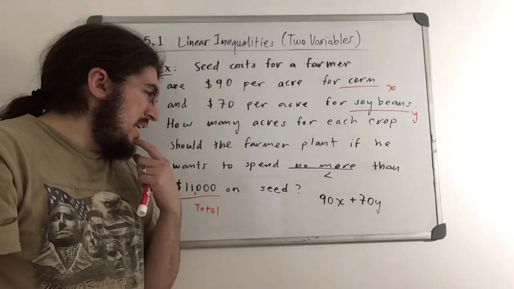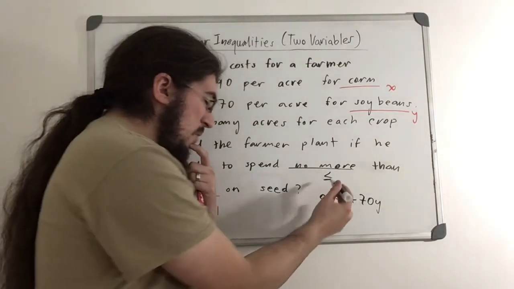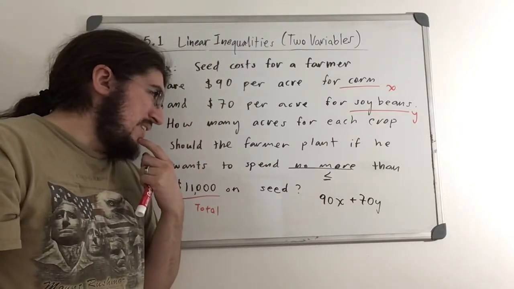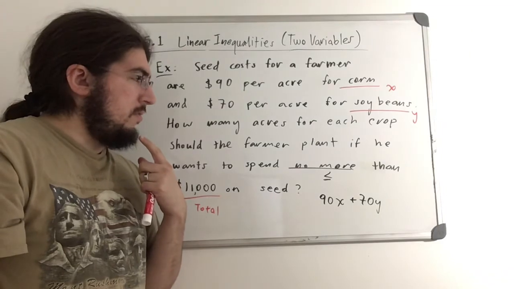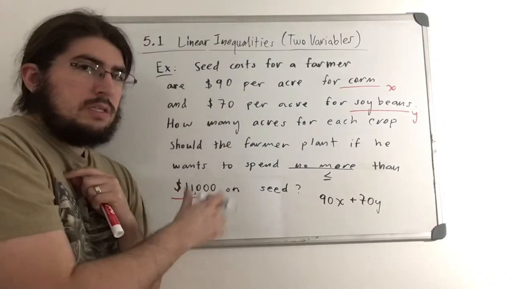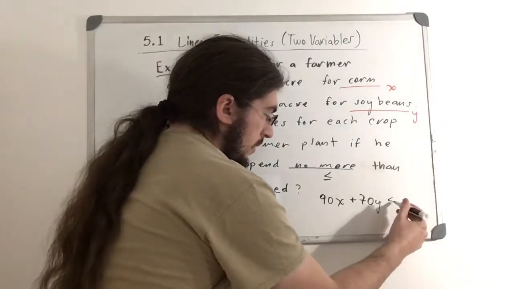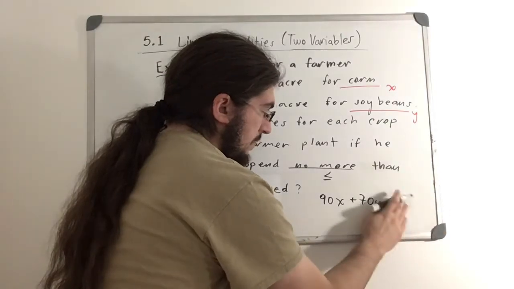No more than, I guess, is less than or equal to. Another way of saying this is at most, no more than. So not more than this, but equal to this is okay. So less than or equal to 11,000.